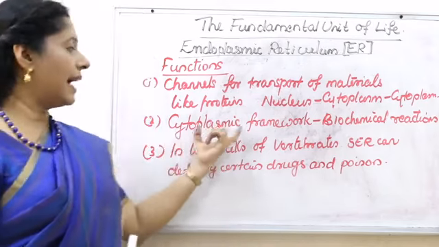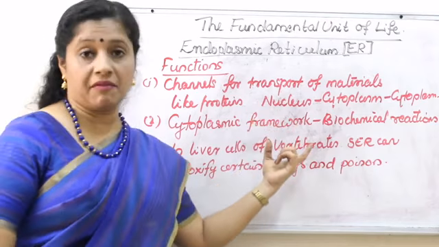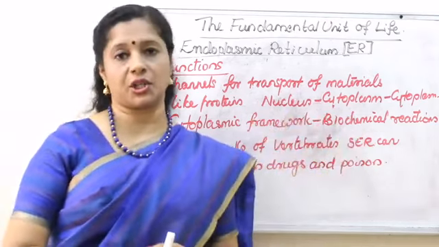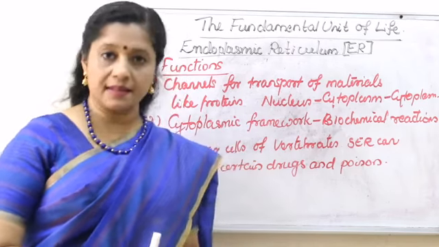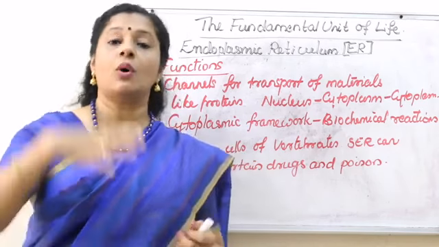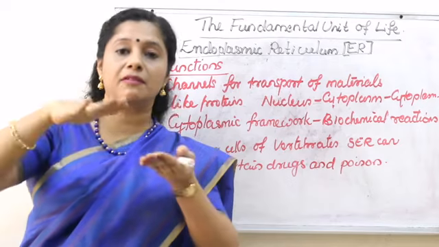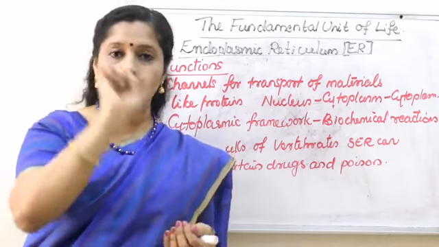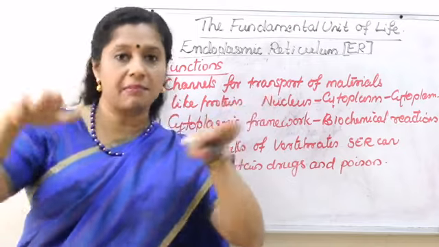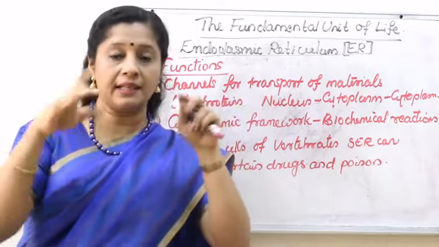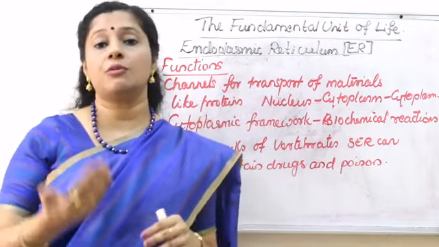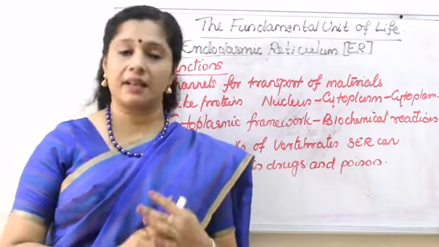Then second, they act as a cytoplasmic framework, providing a surface for many biochemical reactions. One reaction is the protein synthesis itself. Where is it happening? On the surface. So it is providing a platform for the chemical reaction to take place. Though we drew it as one line, they are all flat membranes. You have to remember that it's not one line, they are flat membrane foldings. So they have enough surface area to provide for chemical reactions.